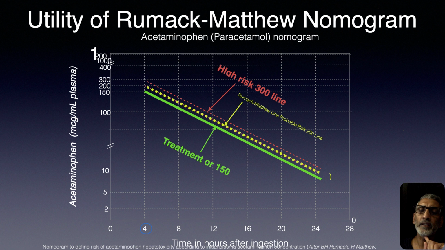This was published in 1975 by Barry H. Rumack and Henry Matthew. When the NAC acetadote study began in 1976, the FDA required a line 25% below the 200 line. Therefore, a new line at 150 microgram per ml, shown here in green color, was added, and this was called the treatment line.